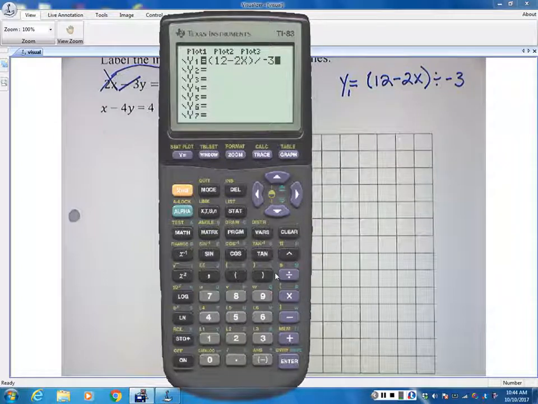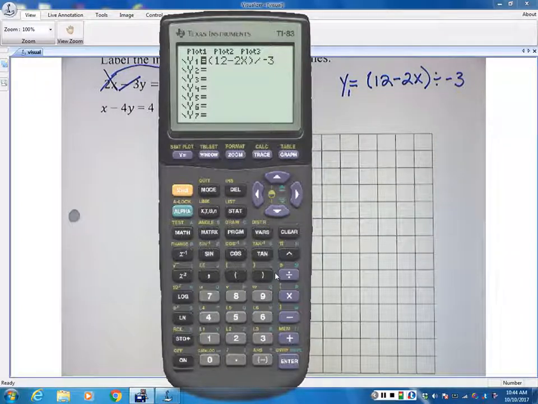Okay? I know that doesn't look like y equals mx plus b. If we simplified it, it would. But we're not going to simplify it because we're not worried about algebra right now. We're worried about being able to graph this and being sure that it's right. Okay?